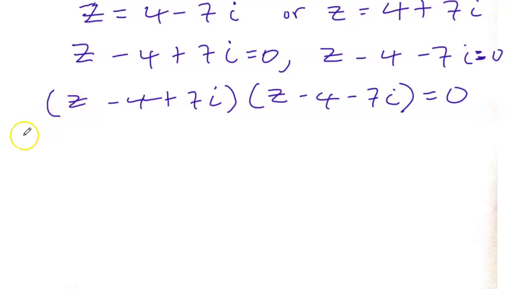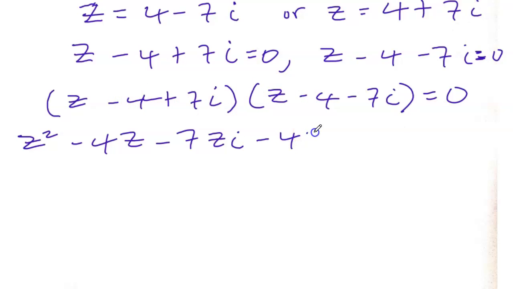So z times z, that's z squared. Z times minus 4, that's minus 4z. And z times minus 7i, that's minus 7zi. I'll take the negative 4 and distribute to all the terms in the second bracket. So minus 4 times z, that's minus 4z. And minus 4 times minus 4, that's positive 16. And minus 4 times minus 7i, that's positive 28i.